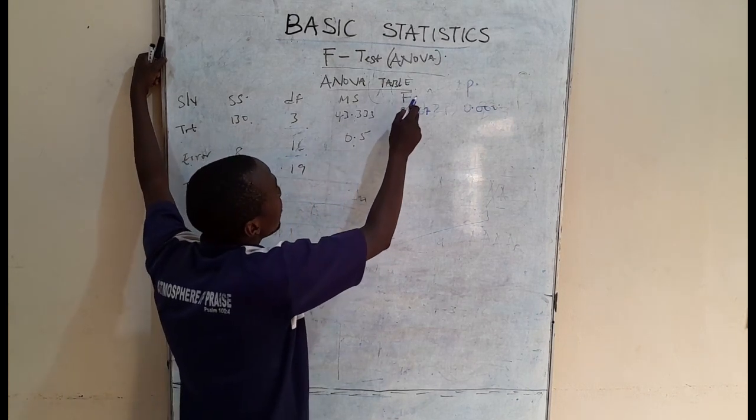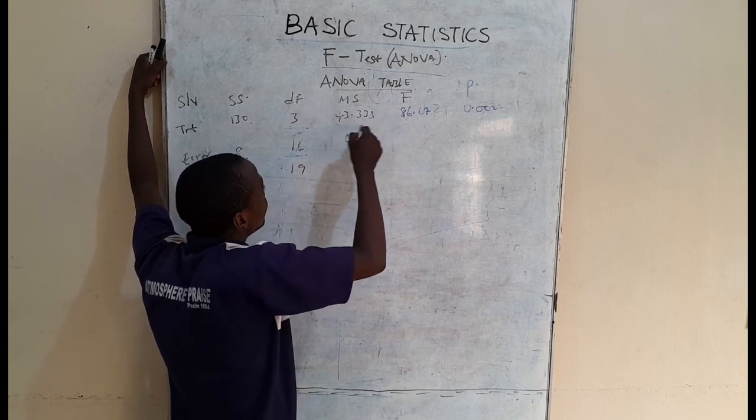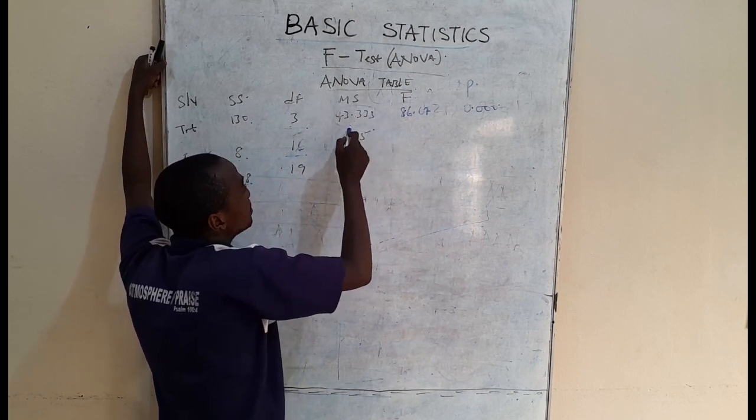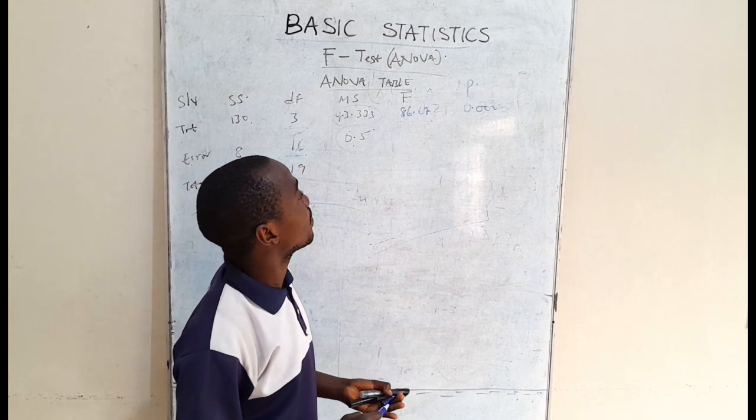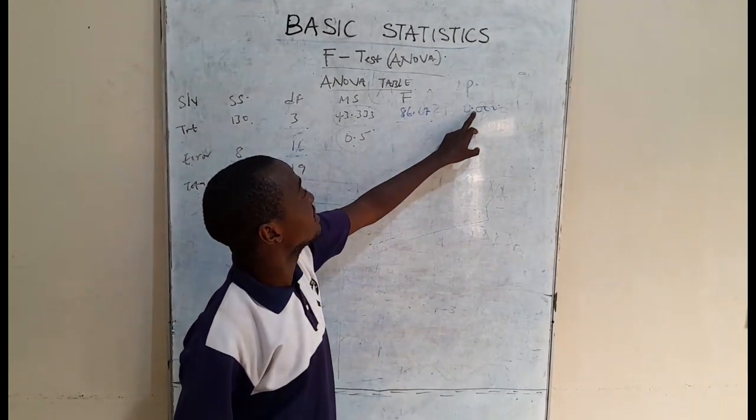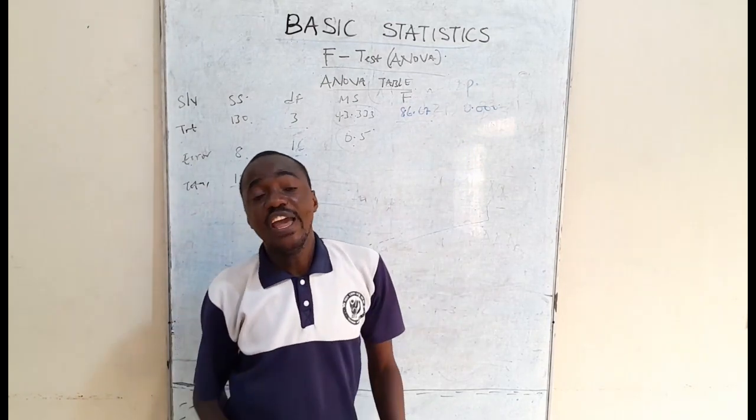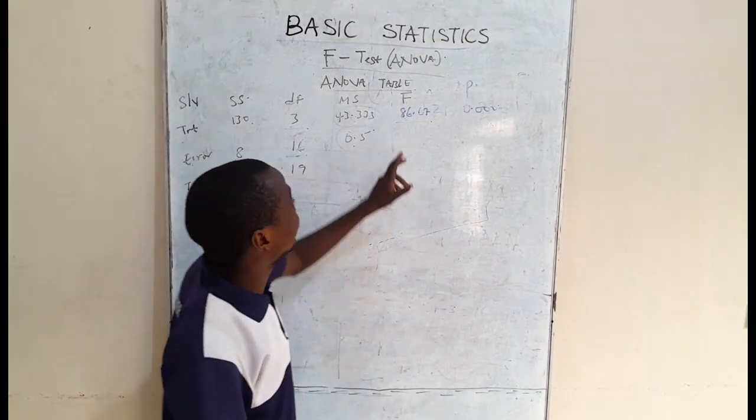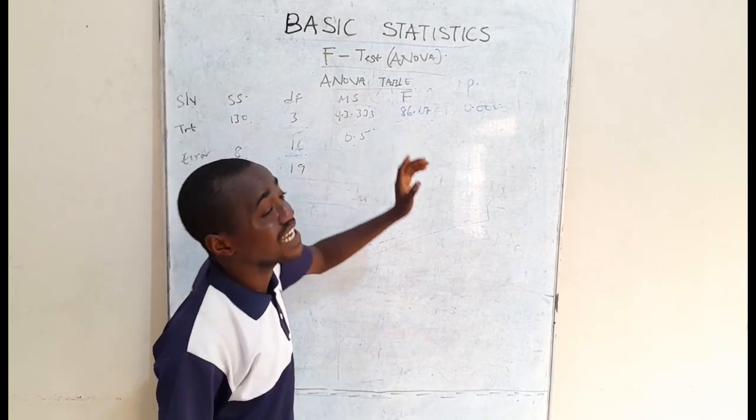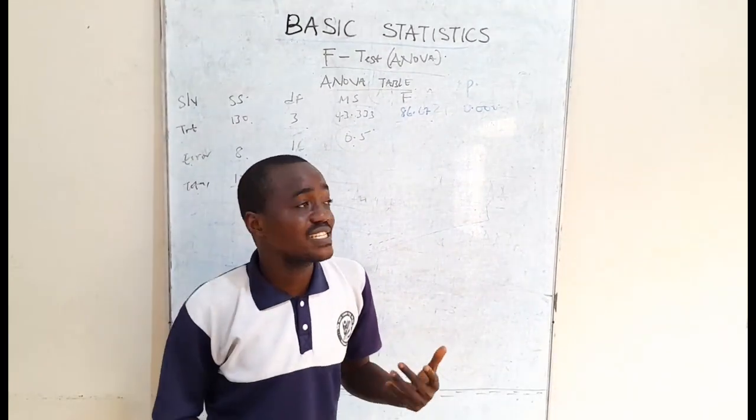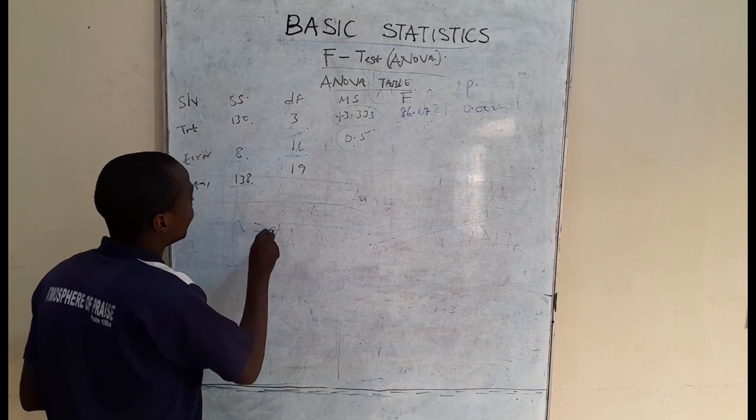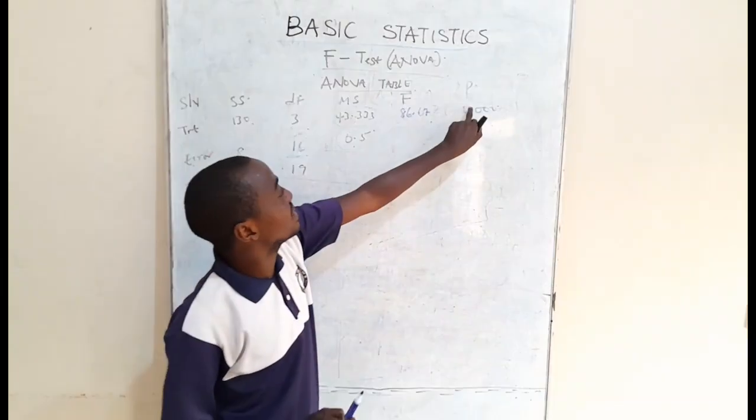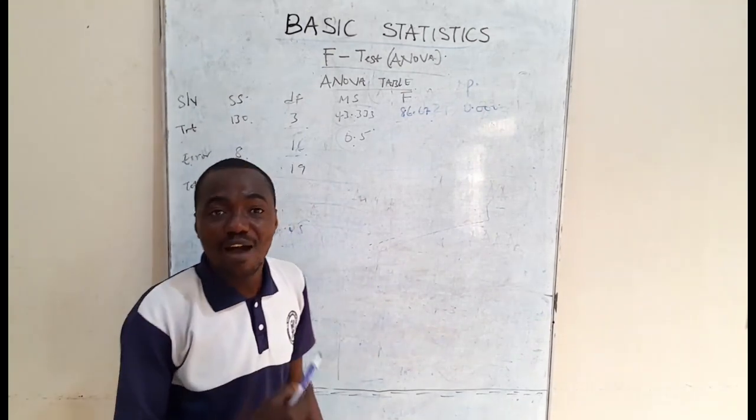Now, the F will be the MS treatment divided by MS error. So by the time you divide this, we're going to have this value. Now, if you put this value in your calculator to get the p-value, the probability value, we're going to have 0.0000. So now we make our decision. We reject the null hypothesis if the F calculated is greater than the F critical, that is, if the probability value is less than the alpha value, which is 0.05. Since the p-value of 0.00 is less than the alpha value of 0.05, we reject our null hypothesis.